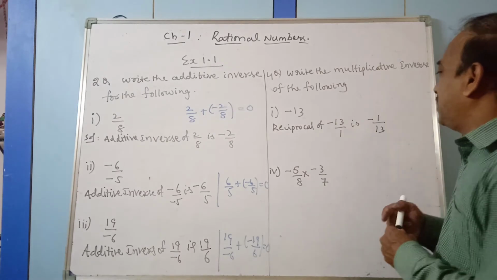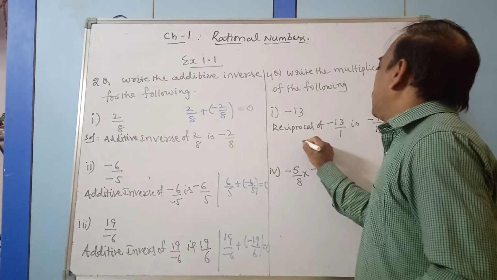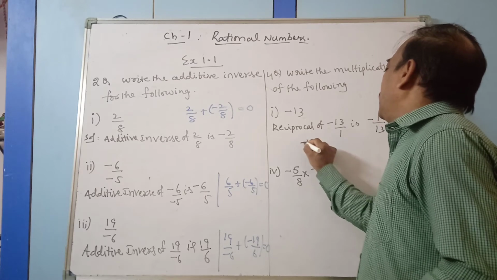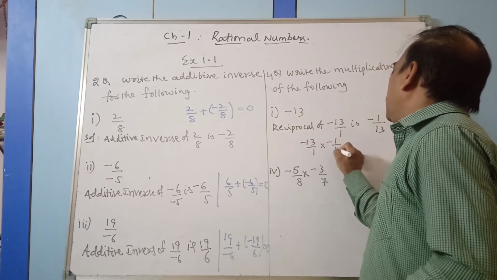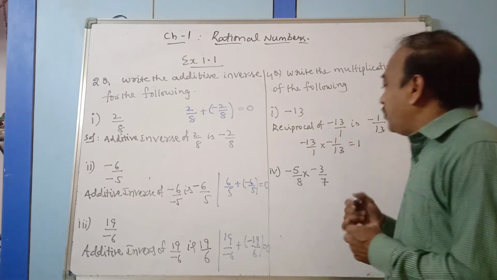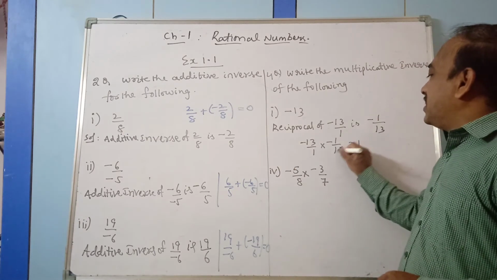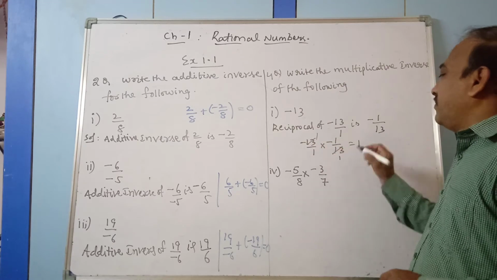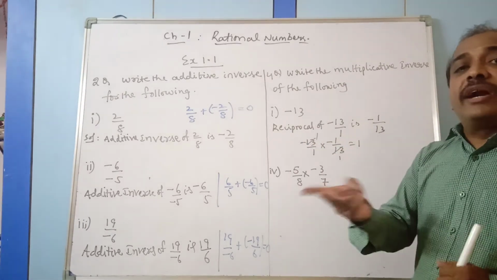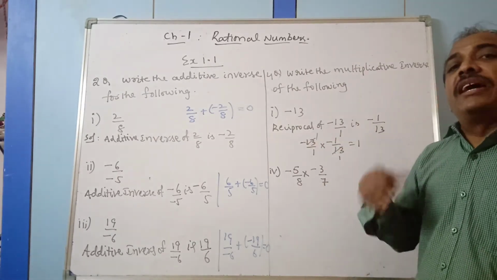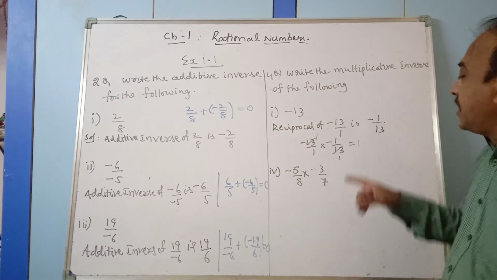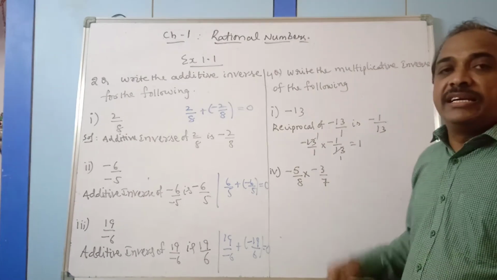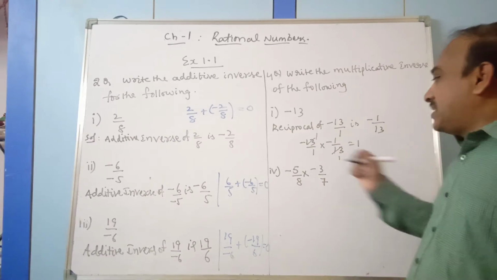The reciprocal is minus 1 by 13. So minus 13 by 1 into minus 1 by 13 will be equal to 1. 13 ones are 13, cancel, minus into minus is plus, 1 by 1, which is nothing but 1. So the product of a number and its reciprocal, or a number and its multiplicative inverse, is always 1.